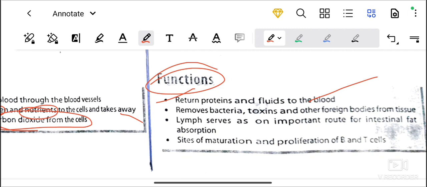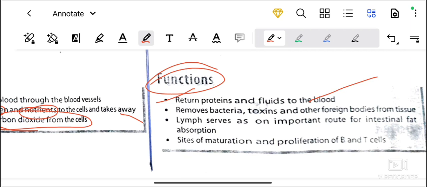The lymphatic system helps to remove bacteria, toxins and other foreign bodies. And lymph serves as an important route of intestinal fat absorption. The lymphatic system acts as a route for intestinal fat absorption.